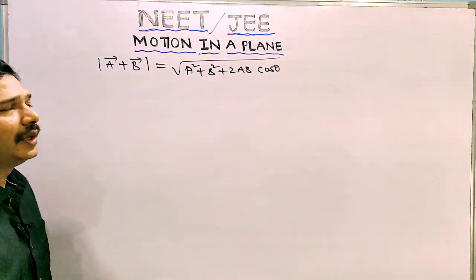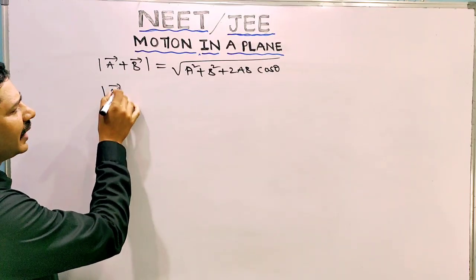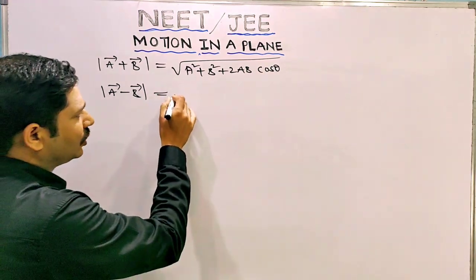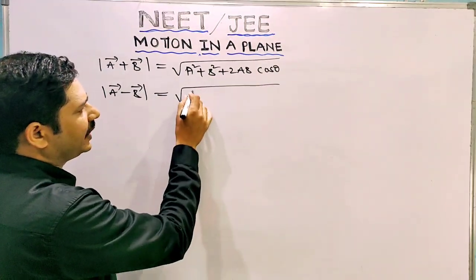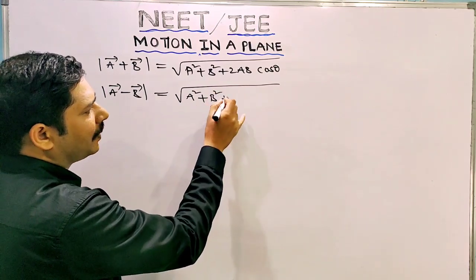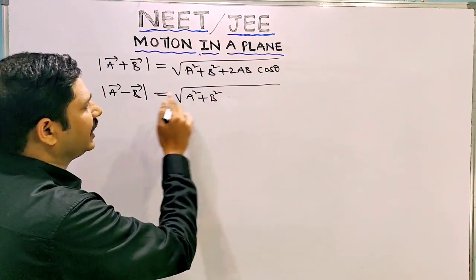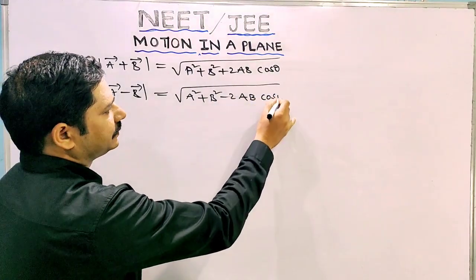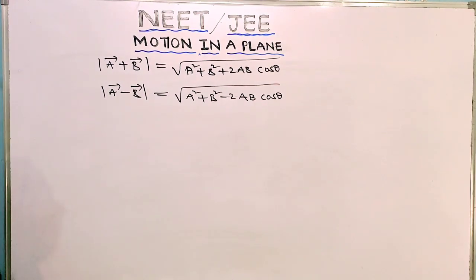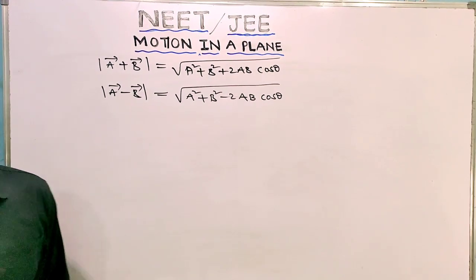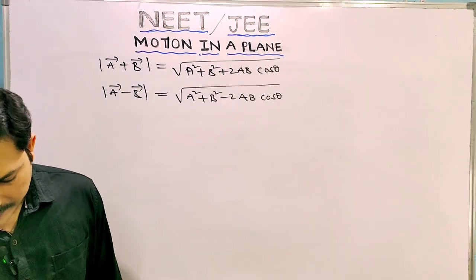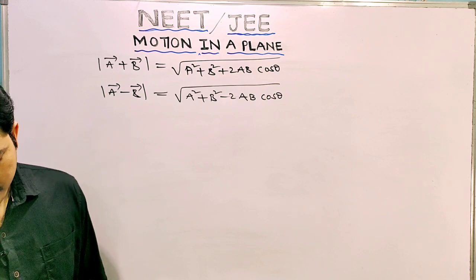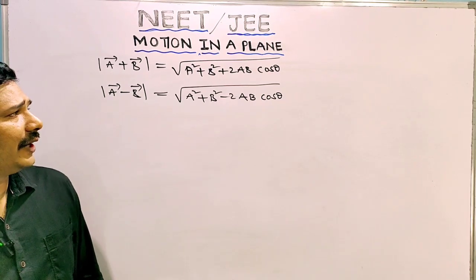Here, mod of A bar minus B bar. A bar minus B bar is how much? Under root A square plus B square minus 2AB cos theta. Here minus is there, so minus 2AB cos theta we will take. Here, which of the following relations is true for two unit vectors A bar and B bar?